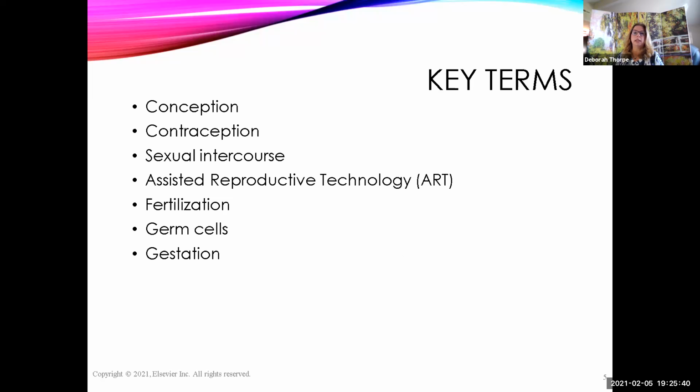Okay. Key terms, and I'm not going to go through each one of these, sorry, but these are some key terms that relate to the concept: conception, contraception, sexual intercourse, ART, assistive reproductive technology, fertilization, germ cells, gestation.